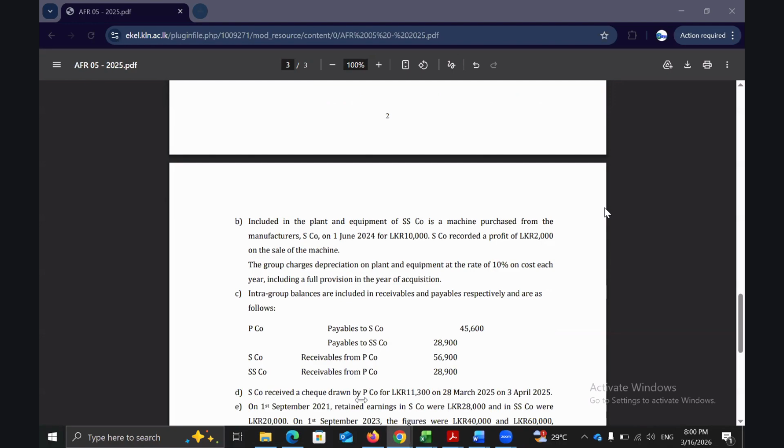is received a check drawn by P. P නේ චෙක් එක ඉෂුව කරලා තියෙන්නේ. එහෙනම් මේක අපි ඇඩ් බෑක් කරන්න ඕනේ P ගේ බෑන්ක් බැලන්ස් එකට. ඒක තමයි හරි ප්‍රොසීඩියර් එක.